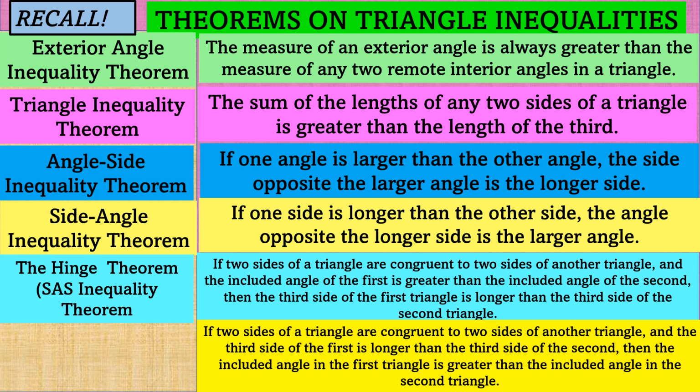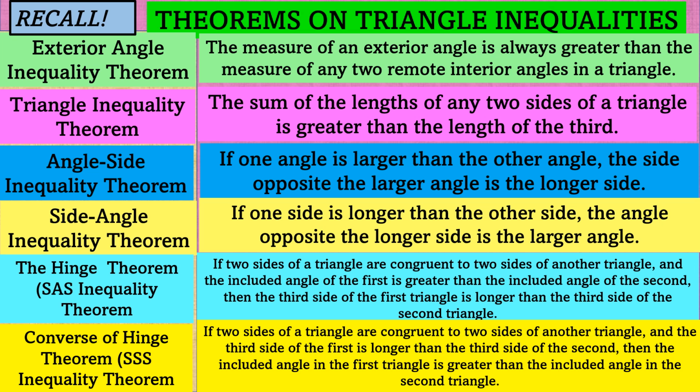And what theorem states that if two sides of a triangle are congruent to two sides of another triangle, and the third side of the first is longer than the third side of the second, then the included angle in the first triangle is greater than the included angle in the second triangle? It is the converse of the hinge theorem or the SSS or side-side-side inequality theorem.